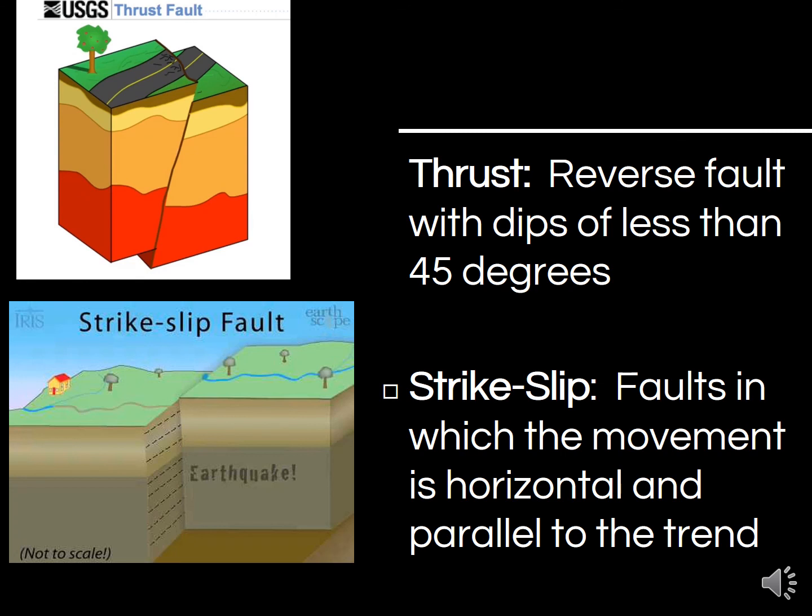Then we have the thrust. The thrust is a reverse fault with dips of less than 45 degrees. When an earthquake happens, sometimes we do see the different levels go like this in the ground, and that's not fake. Strike-slip is when it goes horizontal. Like if you're doing a match, this is like a match, okay? Boom, you're trying to get it. It definitely shifted everything, okay?